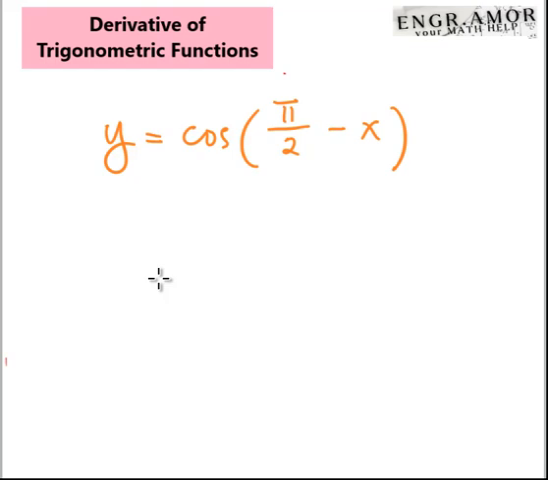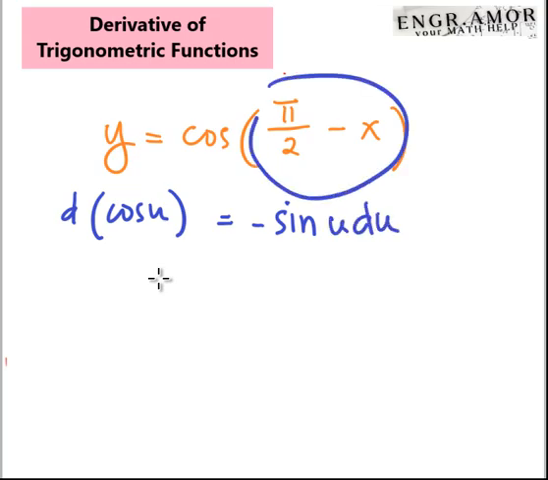So for this video, we'll talk about derivative of trigonometric functions. So we have here an example of y is equal to cosine of pi over 2 minus x. So we all know that the derivative of cosine u is actually negative sine u times du. So in this case, our u is pi over 2 minus x.